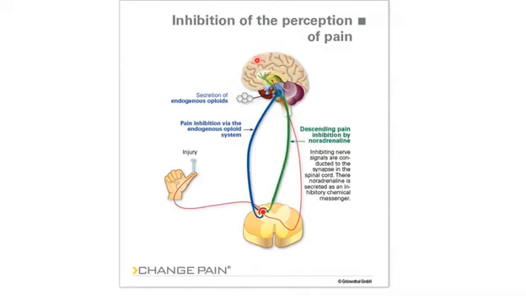perception and modulation of pain by increasing the secretion of endogenous opioids that will inhibit or decrease the perception of pain by modulation at the level of the dorsal horn. Also, we have descending inhibitory neurons that will release noradrenaline and affect the transmission of action potential to the central nervous system.